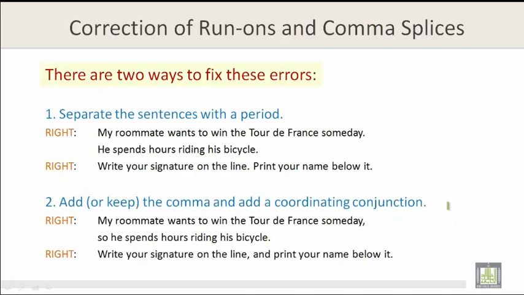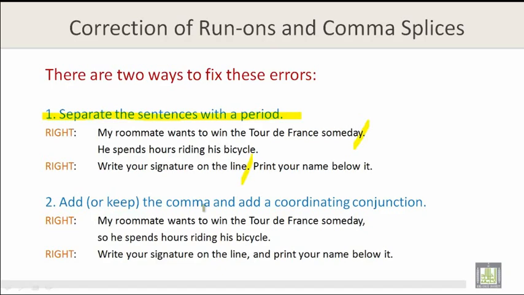There are two ways to fix these errors. Separate sentences with a period is the first way. For example, my roommate wants to win the Tour de France someday, period. He spends hours riding on his bicycle. Write your signature on the line, period, print your name below it.